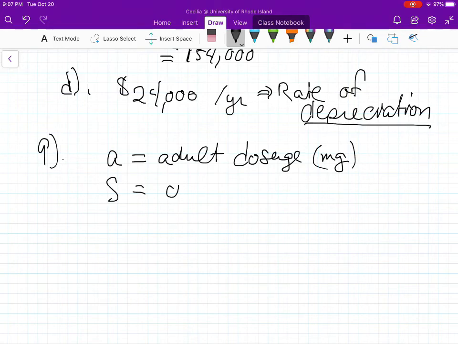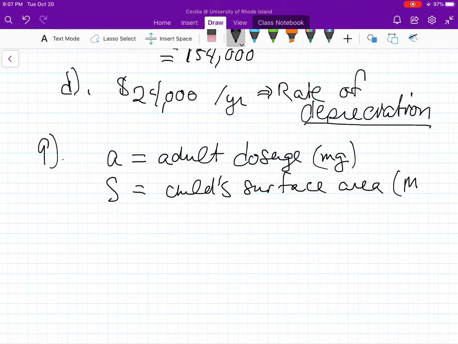So this is just how I deconstruct a word problem. I start writing down what it tells me, and I start trying to give it variable names. So A is going to be the adult dose, S is the child's surface area, and that's in meters squared. And then I just continue to write down what the problem tells me, trying to translate it into math. So now it actually gives me math. It gives me a function. It says that the dose based on surface area is SA divided by 1.7.